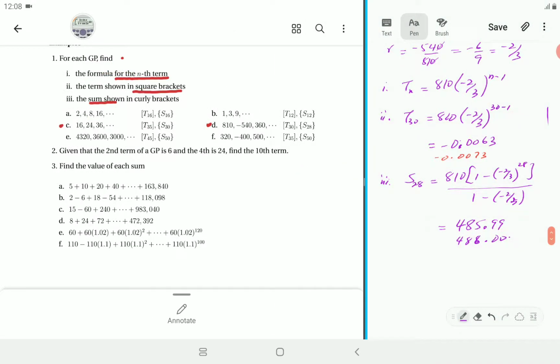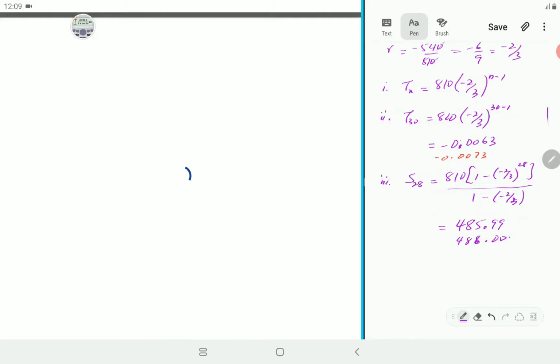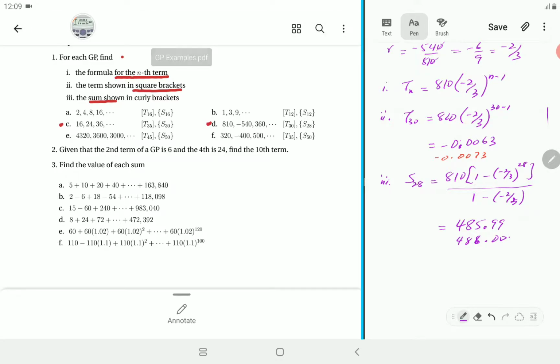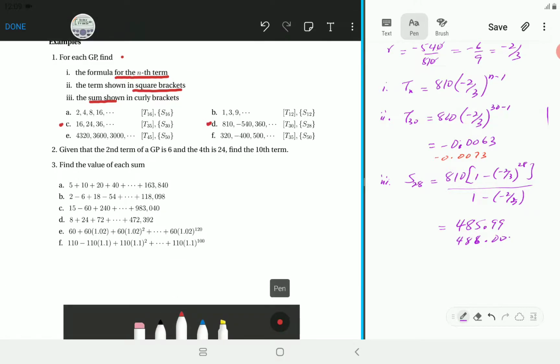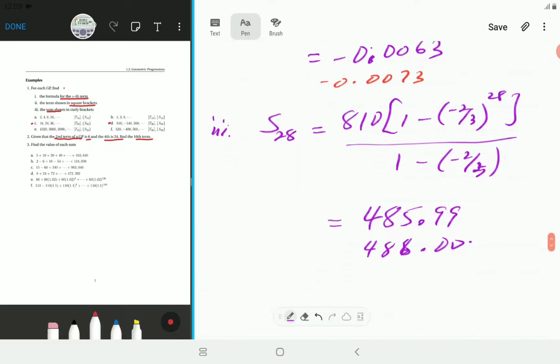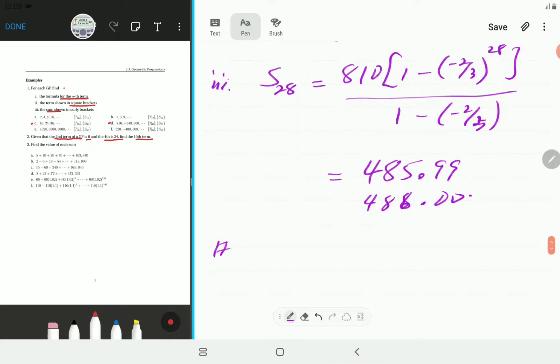So number 2 says the second term of a GP is 6, the fourth term is 24. Find term number 10. Right, so second term is 6, fourth term is 24. So second term is T2.